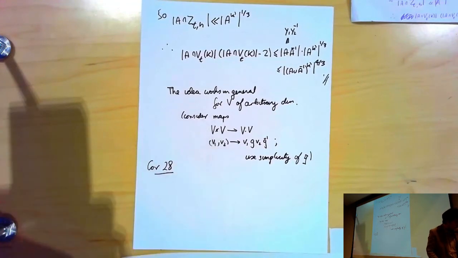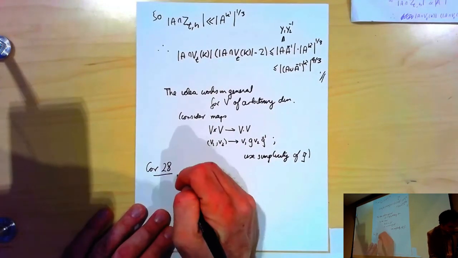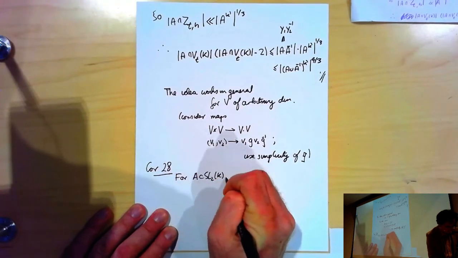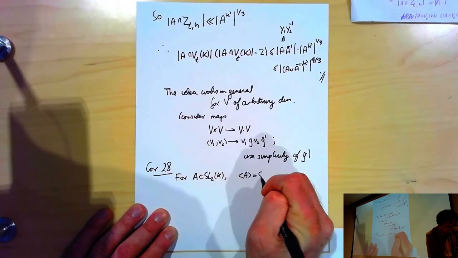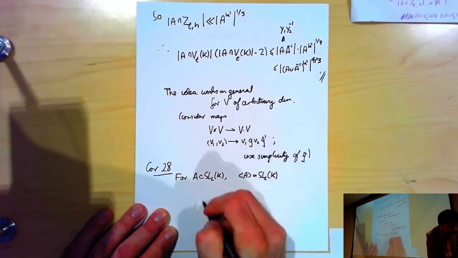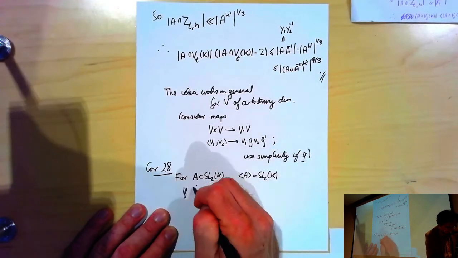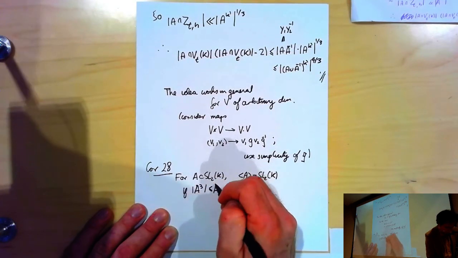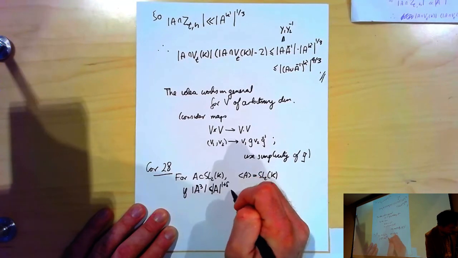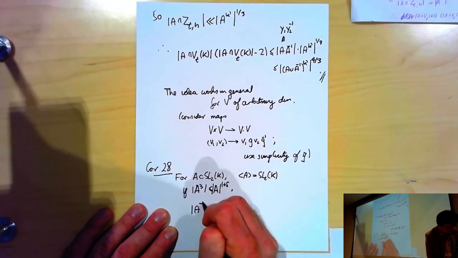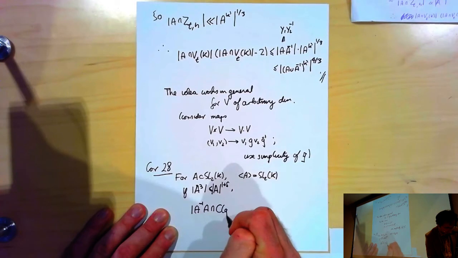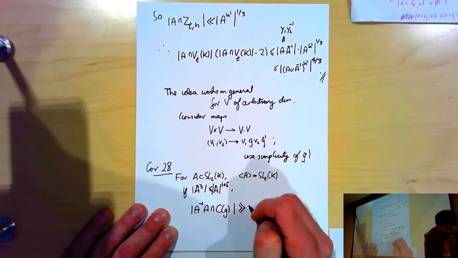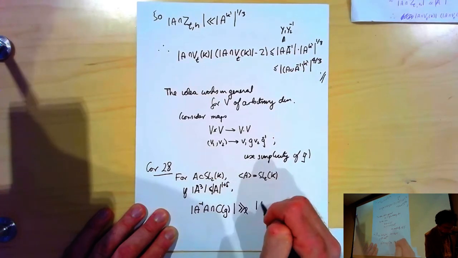So we obtain that for A in SL2K, A generating SL2K, if A cubed is not much larger than A, we obtain that the intersection of A, A inverse with a conjugacy class C of G is at most A to the 1/3.